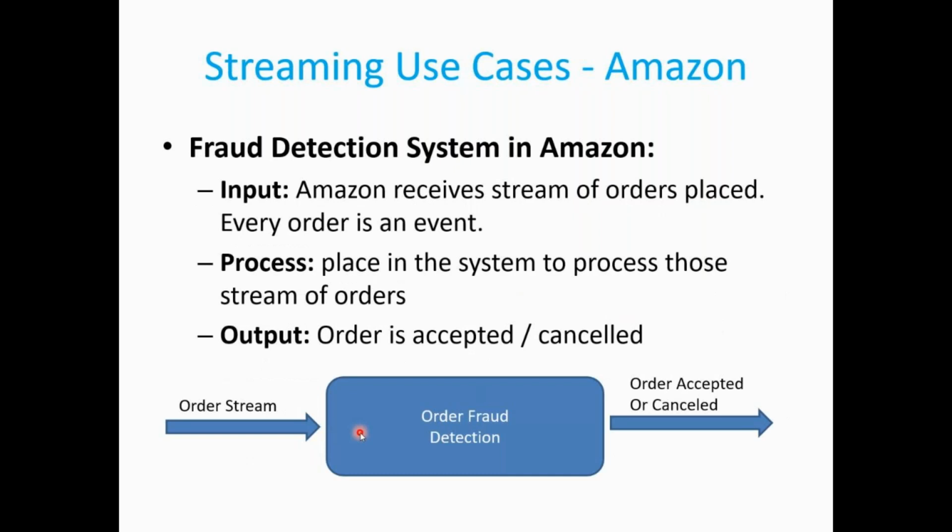So let's see some of the use cases again. One example could be a fraud detection system in Amazon. Once you place an order in Amazon, Amazon has a very powerful fraud detection system in place, which will decide whether the order that you have placed is a genuine order or a fraudulent order. If it is a genuine order, it could be accepted. If it is a fraudulent order, then it could be cancelled automatically.